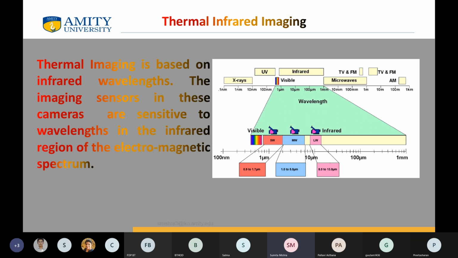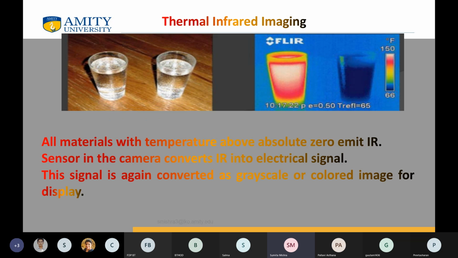Let's see it with an example I have shown you here. You see that there are two glasses of water. If we have a look at them, these two seem identical to us. But if you take a thermal image of this particular scene, which you see on the right hand side, then you can visualize that the glass towards the left side has a higher temperature compared to the glass on the right hand side. So this kind of information can be easily inferred by thermal imaging.